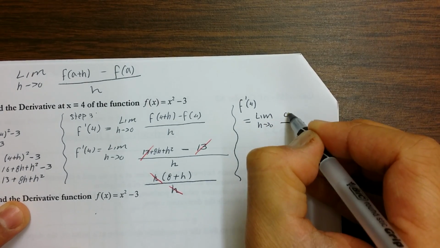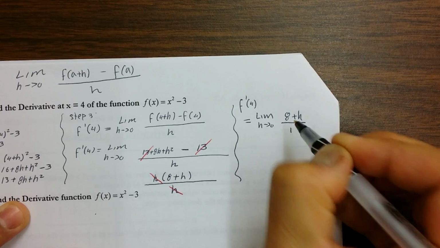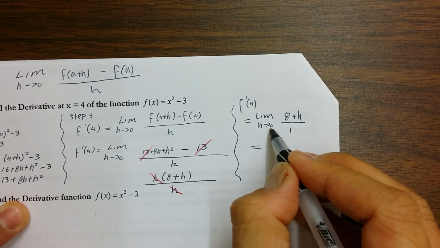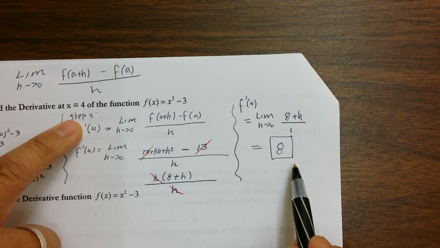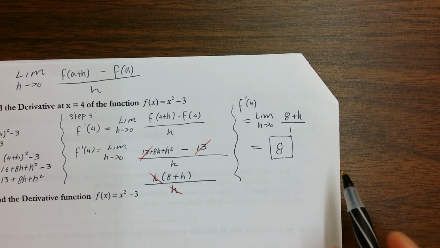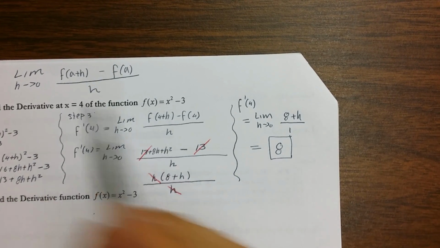of 8 plus h over 1, because we cancel that out already, and as you plug 0 in, then you just get 8. So guess what? The slope at 4 is equal to 8. Alright, that's how we find the derivative at a point.